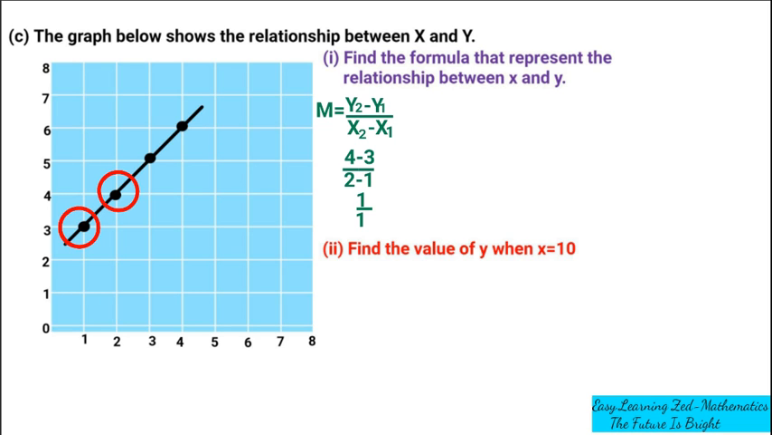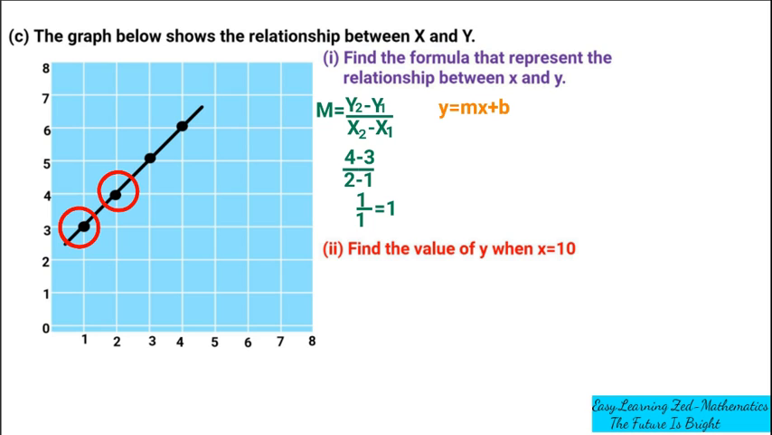So the gradient for this slope is 1. Okay, now once we've found the gradient, we can go ahead and write the formula for this slope. The formula we use is y is equal to mx plus b, where m is the gradient, x is just the term x, then plus b, which is the y-intercept.